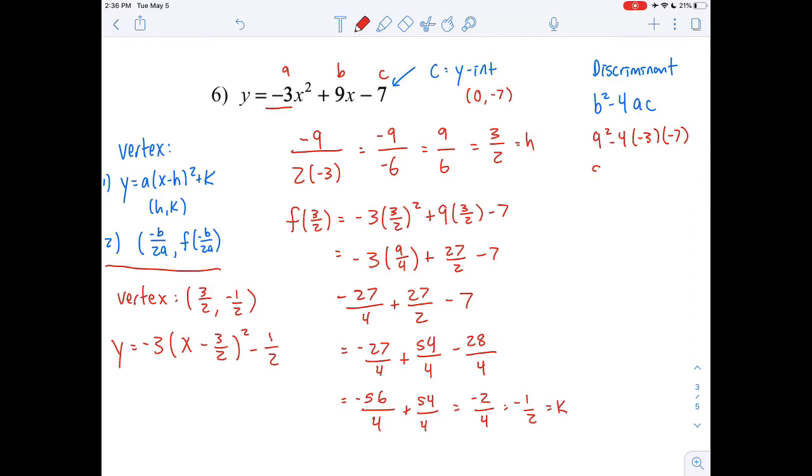Keep track of that. So I've got 9 squared, which is 81, and I've got negative times a negative times a negative. That is going to give me an overall negative. 12 times 7, which gives me 81 minus 84. So this is -3. So my discriminant is negative, so that means I have no real x-intercepts, which matches what I've got on my graph so far.